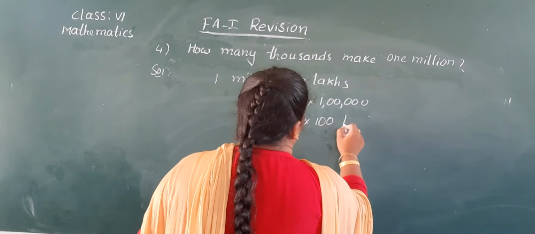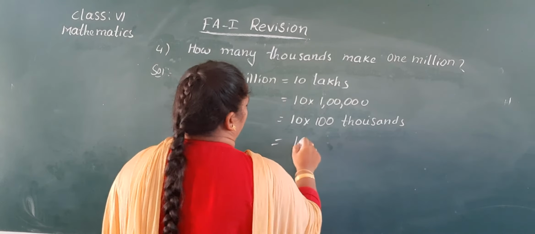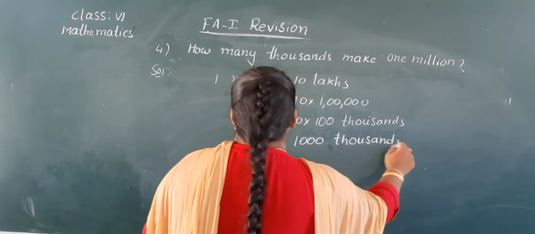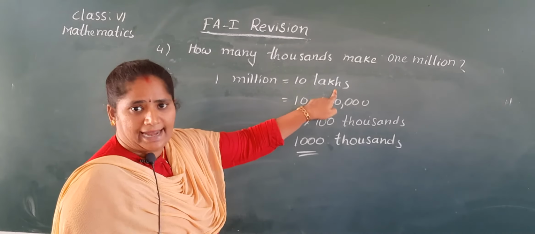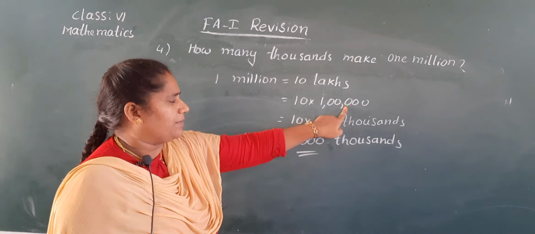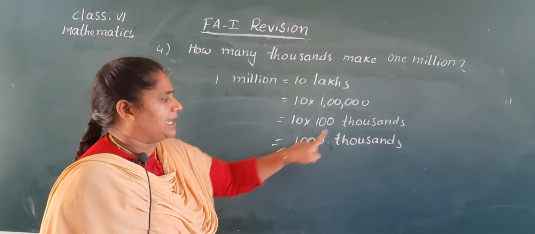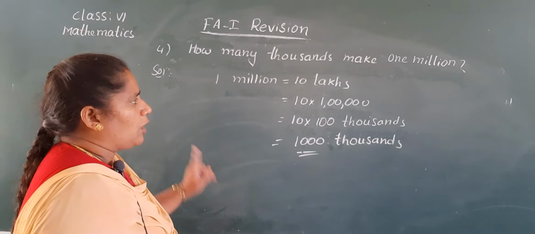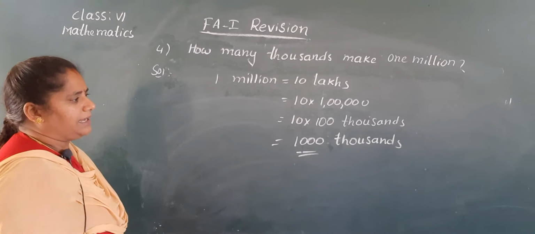100 thousands, isn't it? So, 10 into 100 is 1000 thousands. So, 1 million equal to 10 lakhs. 10 we will write as it is, and lakh means we will write 1 lakh. In 1 lakh, how many thousands? 100 thousands. 10 into 100 is 1000 thousands. How many thousands make 1 million? 1000 thousands make 1 million.